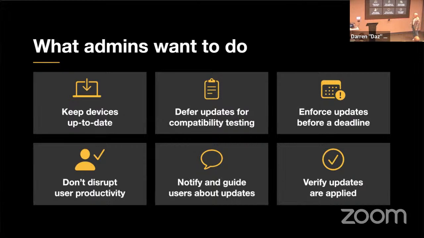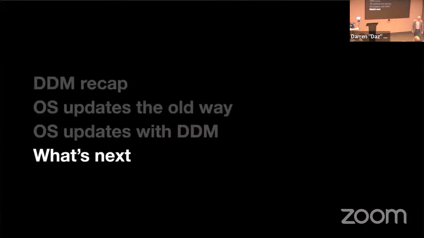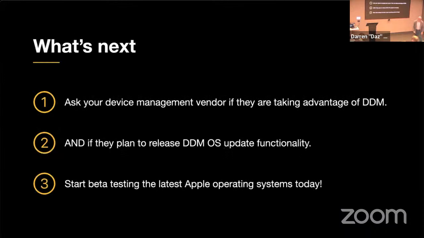So it's all good. Now, the things that we want to do that Arek mentioned in terms of what the goals are for software updates, well, those are still all covered by DDM. So we can get to the same result or a similar result. So what's next? A little bit from us, some advice. Talk to your vendor. If you're a Kandji customer, come talk to us about what we're doing, right?